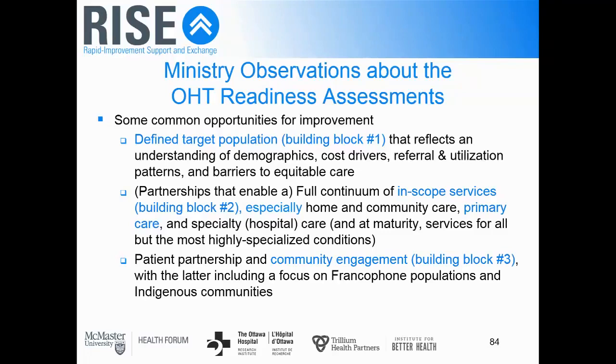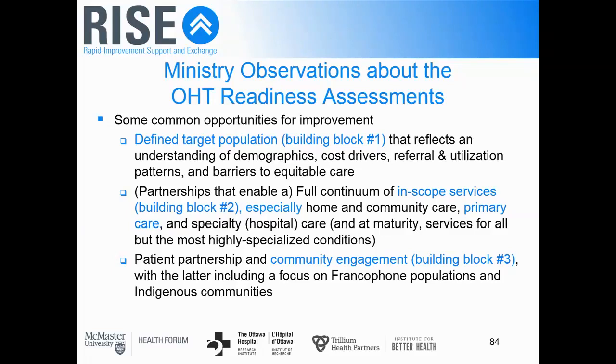If you're not familiar with this language, you'll find on the RISE website a document that lays out the original methods that were developed by the Institute for Clinical Evaluative Sciences to do this. Currently, there are about 75 to 80 of these naturally occurring networks. Those are logical groupings around which Ontario health teams would then build. So it's important to keep that in mind, that you'll need to be able to justify your choice of your defined population with respect to those referral and utilization patterns.